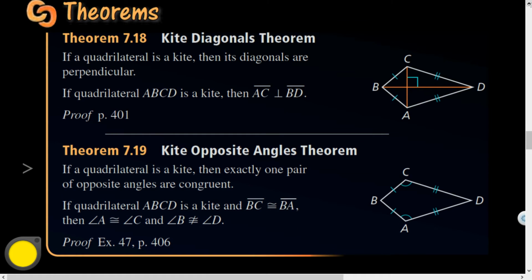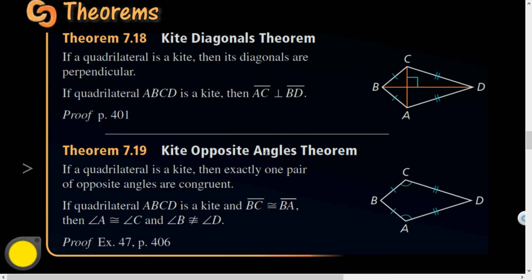It turns out there's some properties with kites. If a quadrilateral is a kite, then its diagonals are perpendicular. What other quadrilateral had that property? Rhombuses, right? The parallelogram who has diagonal perpendicularity. And it turns out for kites that you also have that.